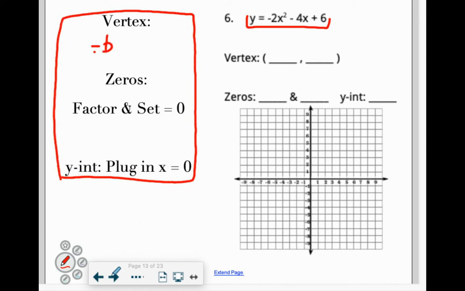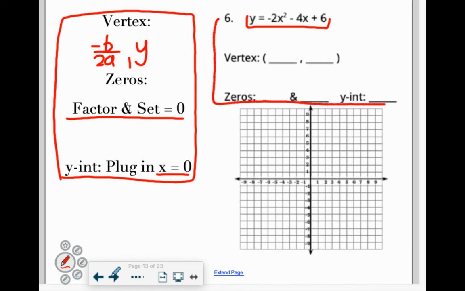The vertex is negative b over 2a, comma y. And I'll explain a little bit what that means in just a second. For the zeros, you have to factor and set them equal to 0. And for the y-intercept, you plug in x equals 0. You may also want to include all of this part of number 6 on the review, but maybe not the graph because it's hard to draw your own graph. And as long as you have the notes I'm putting at the top, you'll probably be fine.